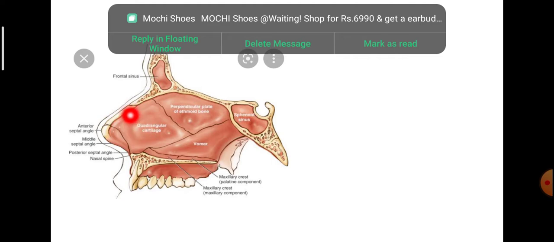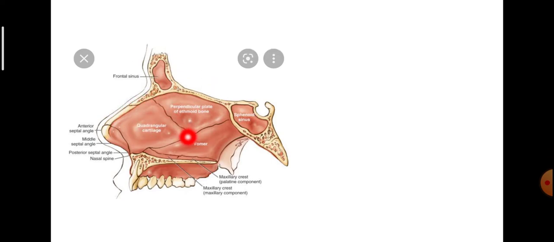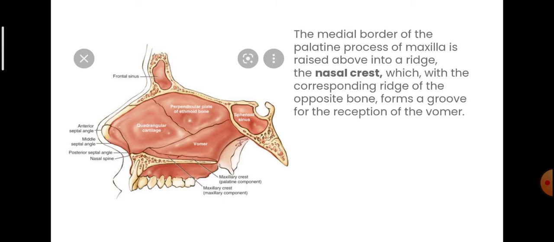This is the cartilaginous part of the nasal septum. Behind are the bony components, the perpendicular plate of ethmoid and vomer, and in front is the anterior nasal spine, the crest of maxilla, and the crest of the palatine bone.